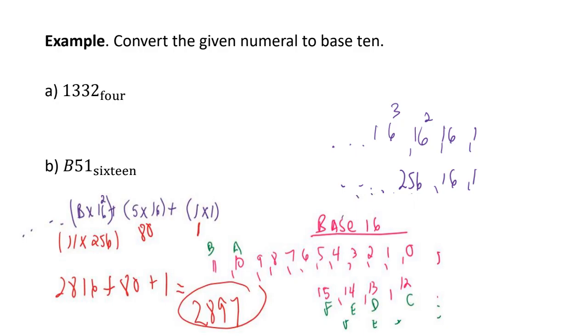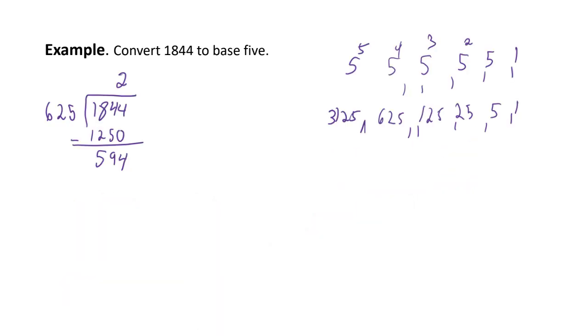Let's do another example. So now, how about converting a regular number, a Hindu-Arabic number, into base 5? Well, if it's in base 5, my place values are going to be 1, 5, 5 squared, 5 cubed, 5 to the power 4, 5 to the power 5. Next, you might want to simplify that. So 5 squared is 25, 5 cubed is 125, 5 to the power 4 is 625, and maybe the last one, 5 to the power 5, is 3,125.